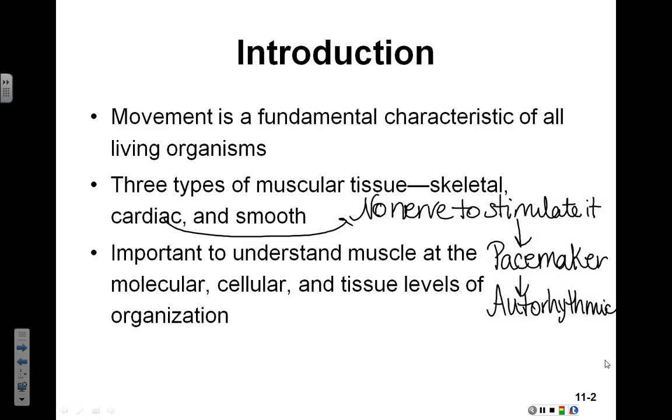Same thing with the smooth muscle. When you guys get to 202, some of these smooth muscles do have a nerve attached to them. Some of them don't have a nerve supply attached to them. We're going to talk about the parasympathetic nervous system, which is part of the autonomic nervous system, and then we're going to relate the smooth muscle a lot to the autonomic nervous system. Okay? Some smooth muscles have no nerve supply. Some lack nerve supply.